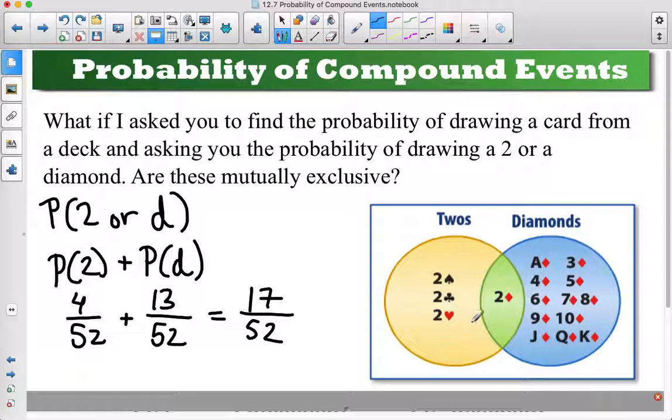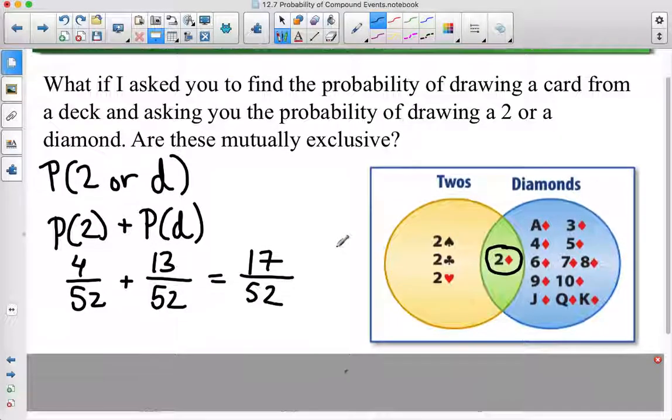But if I go over and actually count all of the possibilities, well, how many 2s are there? There are 1, 2, 3, 4 twos. And how many diamonds are there? There's 13 of those. But the problem is we counted this 2 twice. So the probability of getting a 2 or a diamond isn't going to be 17 out of 52. If I count up all of the things that were successful, 1, 2, 3, 4, 5, 6, 7, 8, 9, 10, 11, 12, 13, 14, 15, it's 16. It's only 16, and the reason why is because I double counted this 2 of diamonds. I counted it as a 2 and I counted it as a diamond.